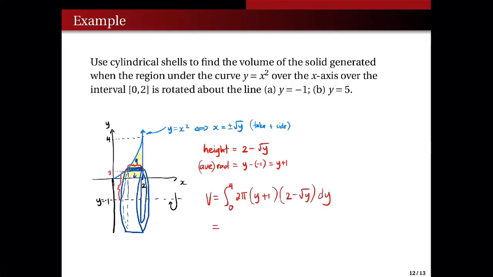So again, the radius is y plus 1 because you have the representation here. This is your y, and the distance here is 1. So y plus 1.